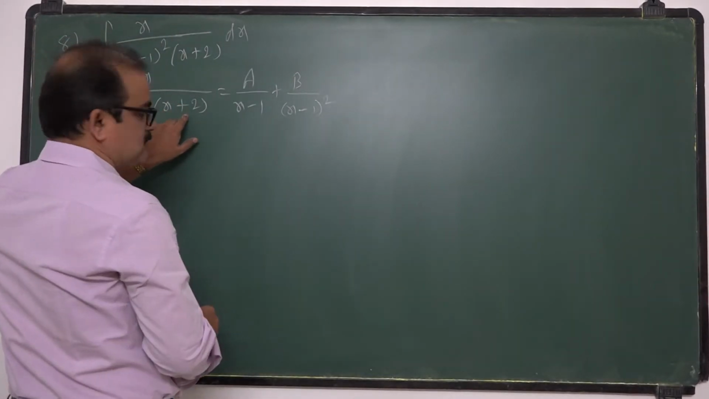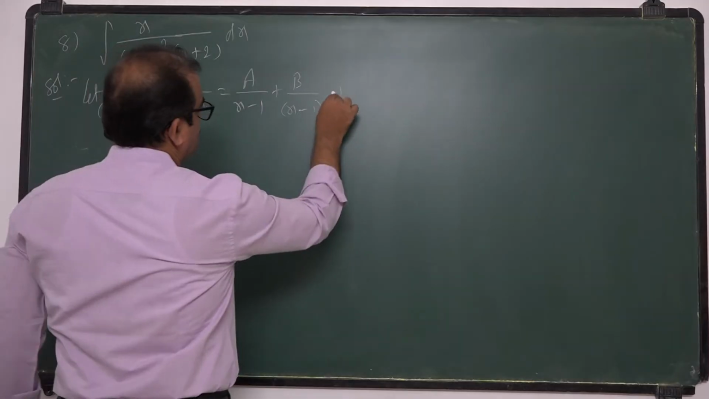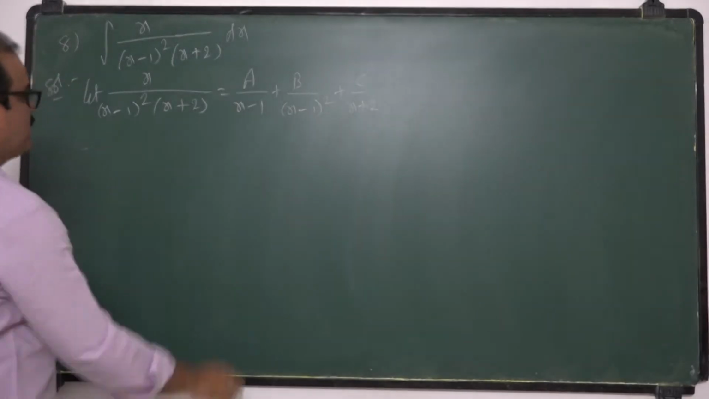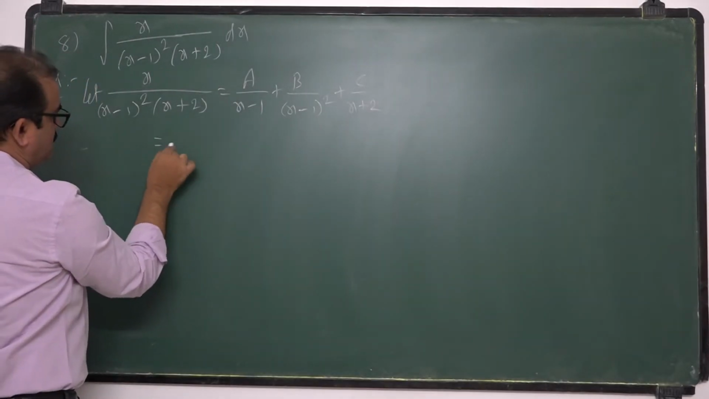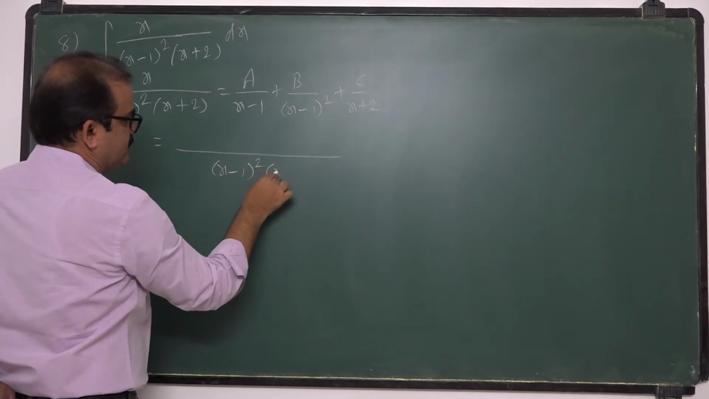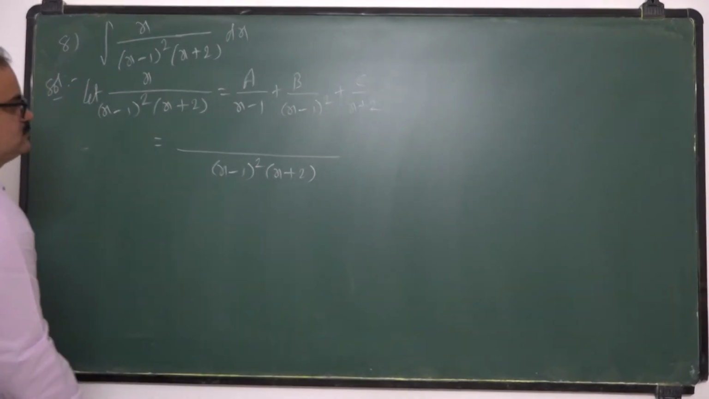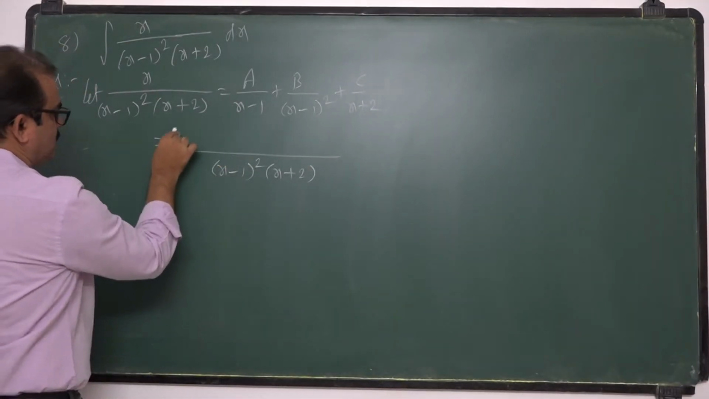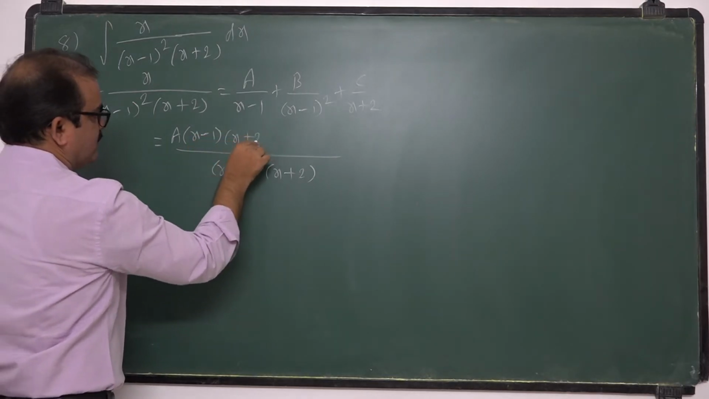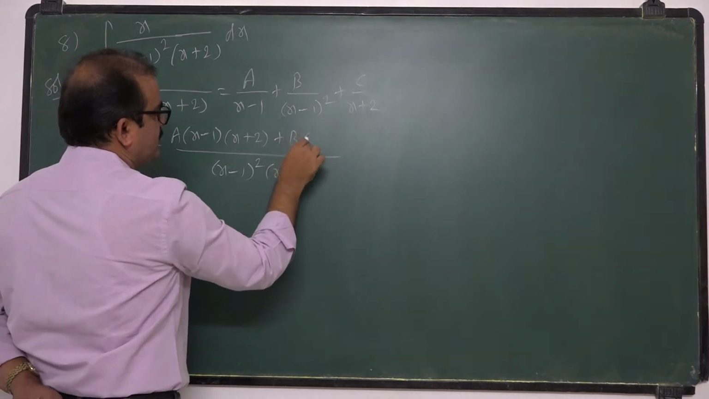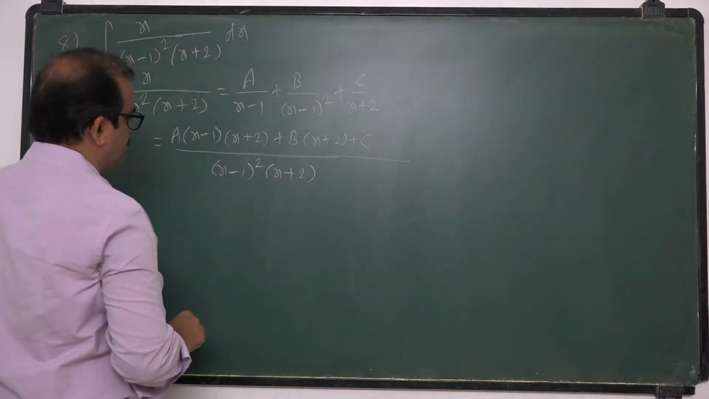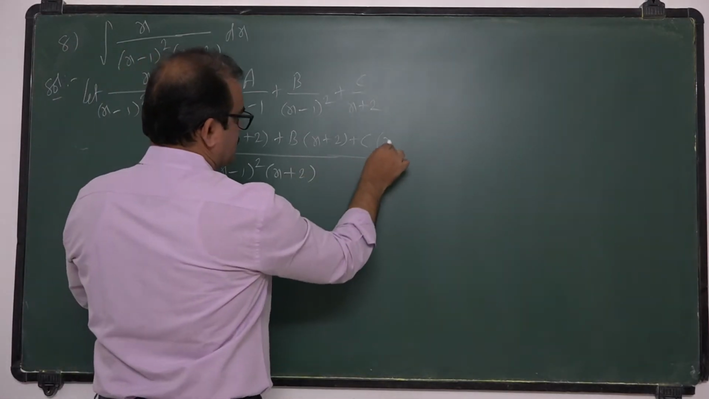Next, it is a non-repeated linear factor, so C by (x plus 2). Taking LCM, we get (x minus 1) whole square into (x plus 2). In the numerator, we get A into (x minus 1) into (x plus 2), plus B into (x plus 2), plus C into (x minus 1) whole square.